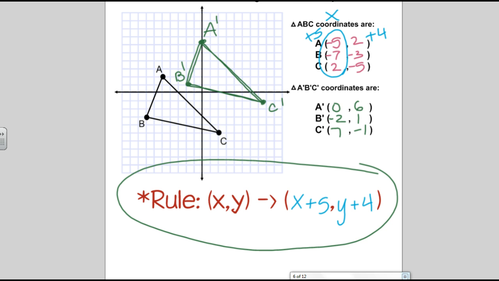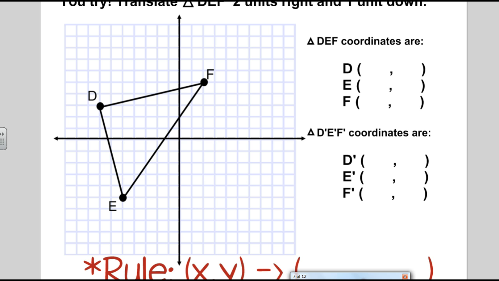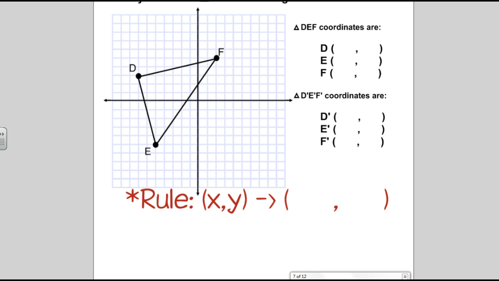All right. Try this one on your own. Do the picture and do the rule. God bless you.